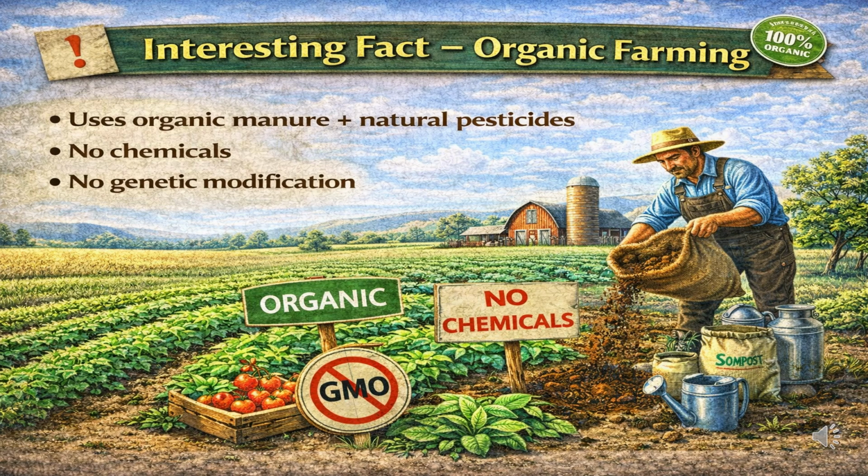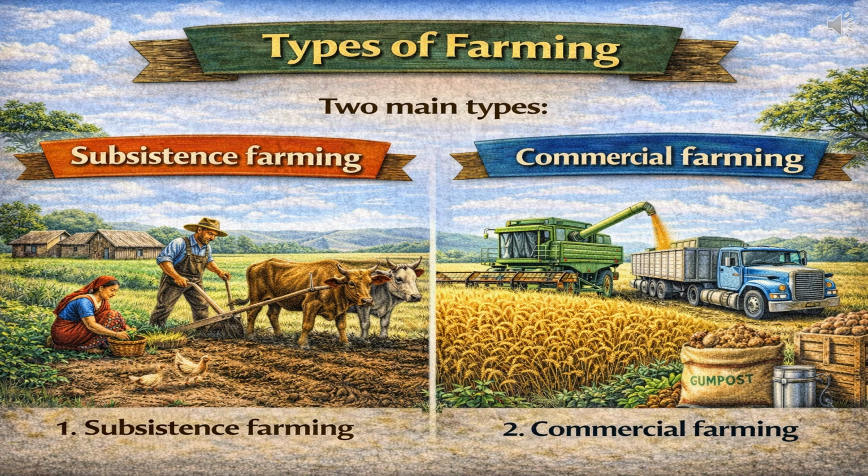Now, agriculture has different types too. Let's learn them. There are two main types of farming: 1. Subsistence farming. 2. Commercial farming. Subsistence farming is done mainly for family needs. Commercial farming is done for selling in markets. In Part 1, we will focus mainly on subsistence farming. So let's understand it clearly.